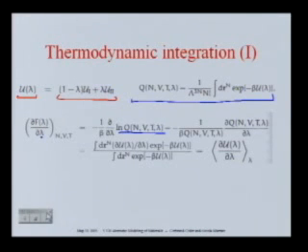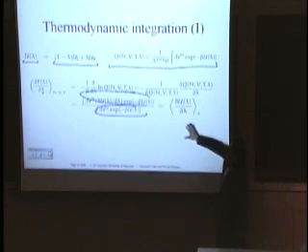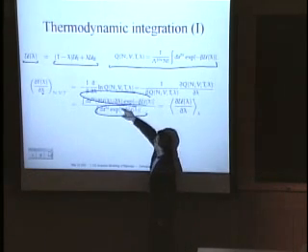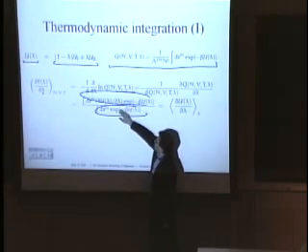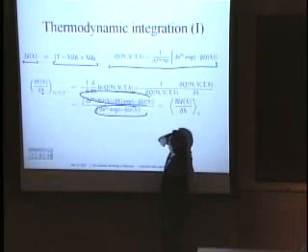You have 1 over q times the derivative of q with respect to lambda, and 1 over q is the partition function here, and this is the derivative of the partition function with respect to lambda. You basically get an expression that is nothing else than the average in your ensemble, normalized by the partition function, of the derivative of u with respect to lambda.